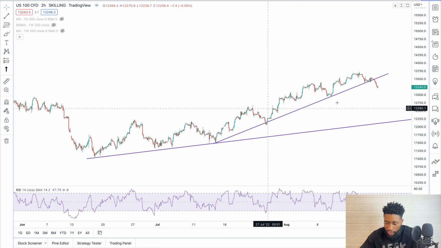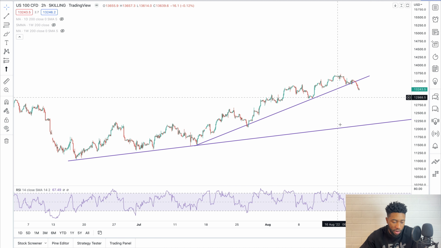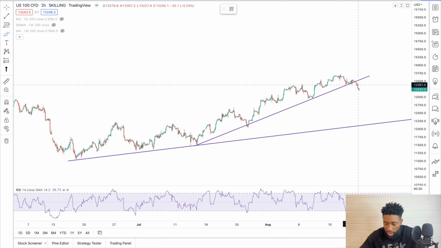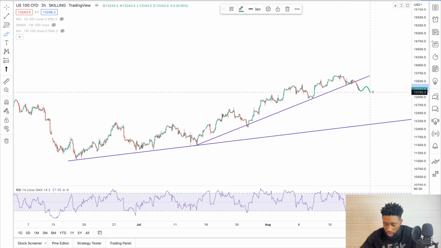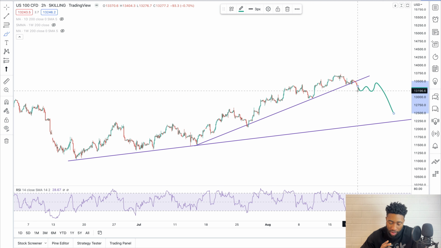Now we've had this breakout. We had a consolidation on this level, then this breakout. So we could see price coming down to this trend line, this trend support level. We could see something like this. If we should see something like this, then I will consider going short for Nasdaq. A clean bearish continuation pattern is what I'm going to watch out for in order to go short for Nasdaq.